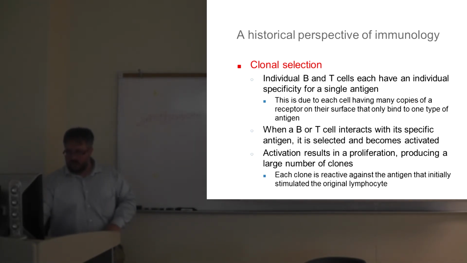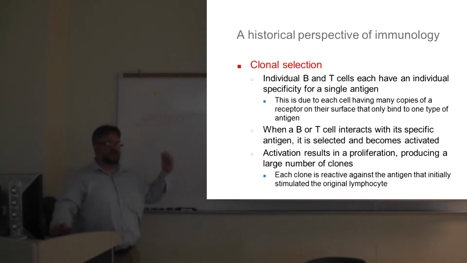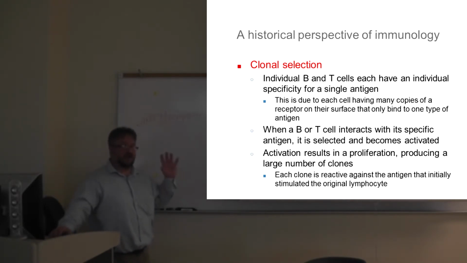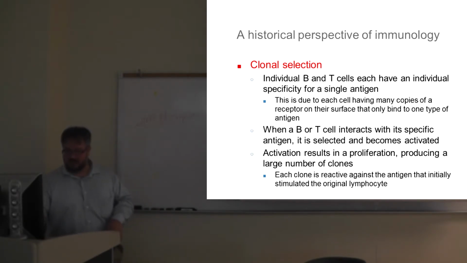And that's important. So when a B cell or a T cell interacts with its specific antigen, so I've been throwing out the word antigen, and I never really defined it. All an antigen is, is something that is recognized by that receptor. If an antibody binds to it, it's an antigen. We're going to go into more detail on antigens. But basically, it's just some foreign thing. It could be a molecule, it could be a protein, it could be DNA, it could be a lipid, it could be a sugar. Any of those could be antigens if they bind to an antibody or a T cell receptor. So once the B cell or T cell interacts with its antigen, it's selected and becomes activated.